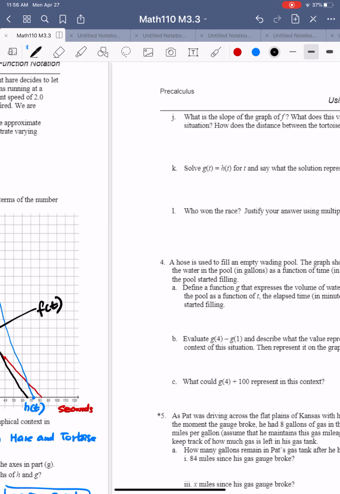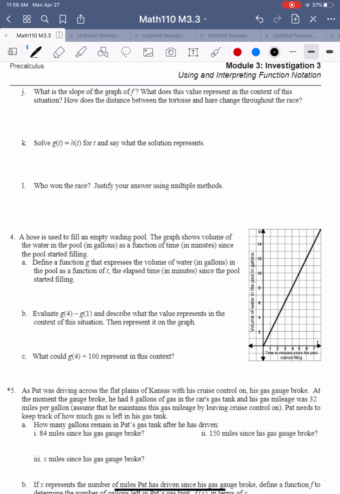And then, what is the slope of f? So f of t was 225 minus 3.5t. So the slope is going to be 3.5, because every second the distance between the tortoise and hare is going to decrease by 3.5.